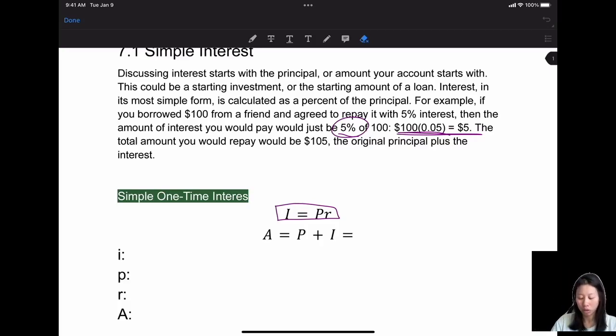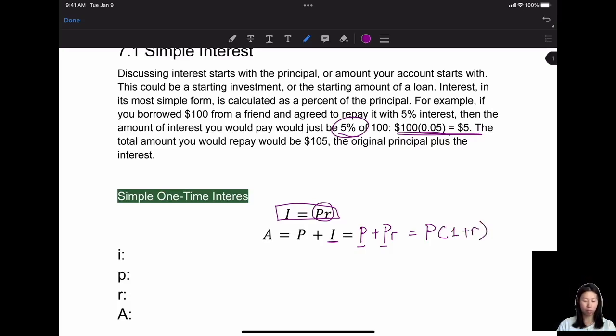No. So now let's reorder it. A stands for the principal plus the interest. Interest is equal to the principal times whatever rate that you both agree on, which in this case is 5%. Okay, common factor P. So we pull the P out, and we have P times 1 plus the interest rate.